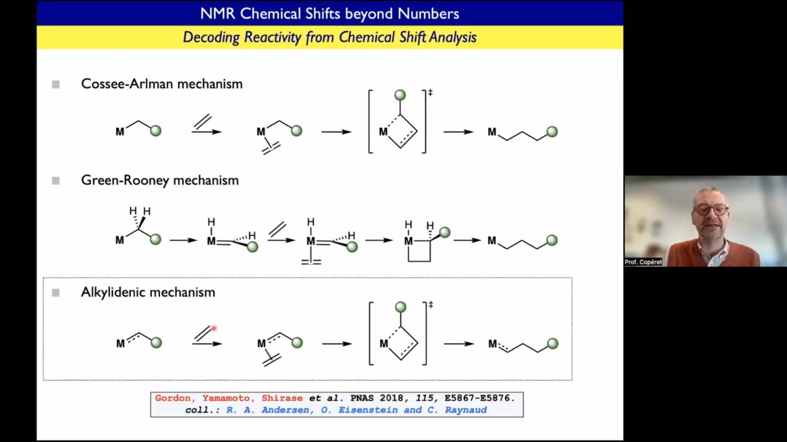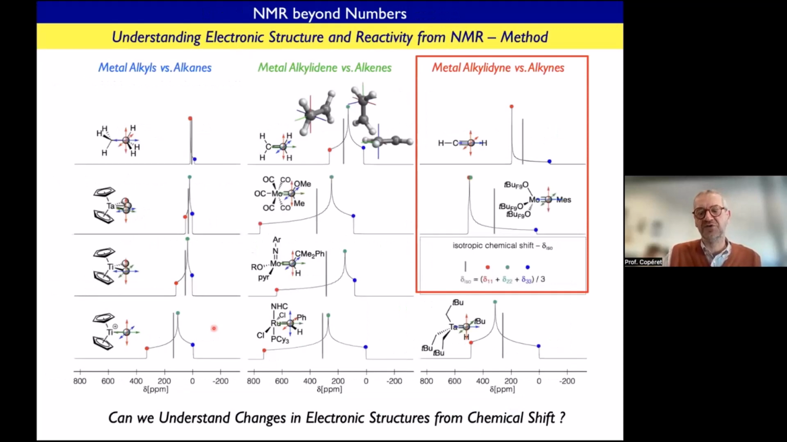in catalysis. Let me go now to one of my last stories, where now we have seen metal carbon sigma bond, metal carbon double bond. Let's look at metal carbon triple bond. Okay, and here, like in the case of acetylene, if I look at the metal carbon triple bond, you have a very typical axially symmetric tensor where two of the principal components, the ones which are perpendicular to the metal carbon triple bond, are highly deshielded. But again, similarly to what I've shown you with metal alkylidene or with metal alkyl, the delta 11 is much more deshielded in the case of a metal carbon triple bond than in the case of a carbon-carbon triple bond.